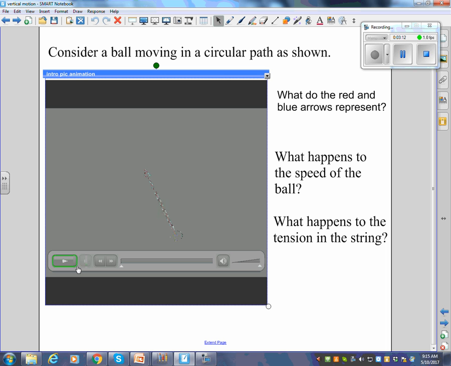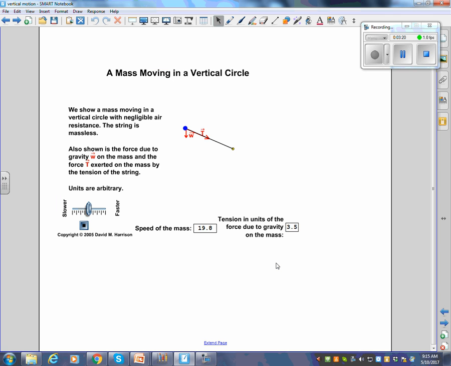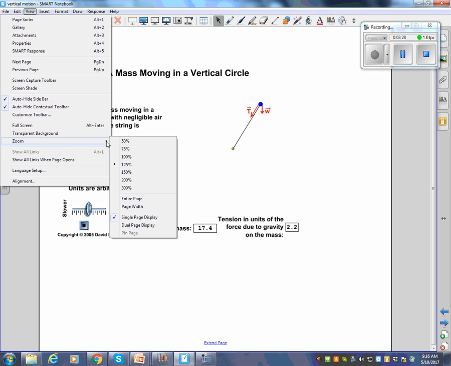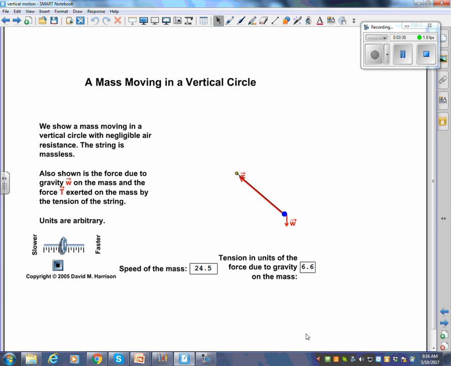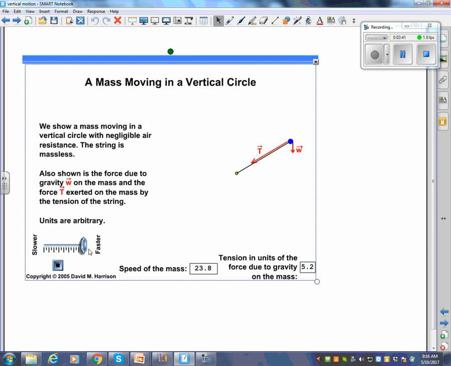So that's the theory behind what you need to intuitively know. Of course, we're going to get into the formulas right away. Here it is in a little more detail. You'll notice that the tension, the red arrow, is getting bigger and bigger. The weight force is always pointing straight down, exactly straight down. If I make it go faster, what happens to the value of the tension? It increases. In fact, there's quite a difference between the bottom tension and the top tension, right?